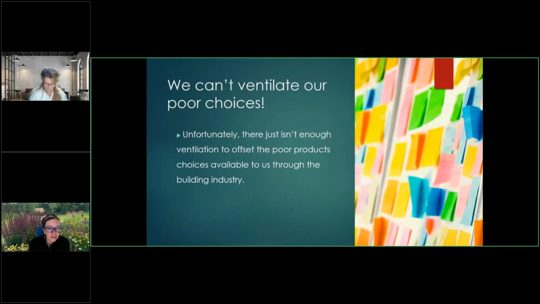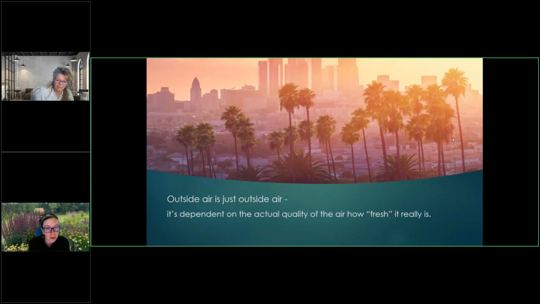Again, we can't ventilate our poor choices. Unfortunately, there isn't enough ventilation to offset the poor product choices that are available through the building industry. So this is another reason why we want you to pay attention to what's happening with the indoor air quality and then ventilate or dilute what we can't get rid of.